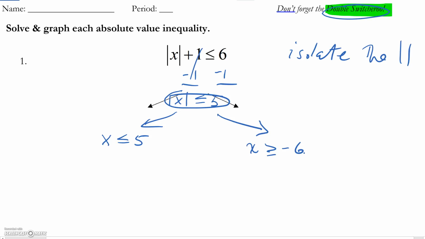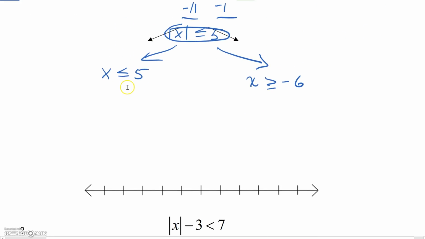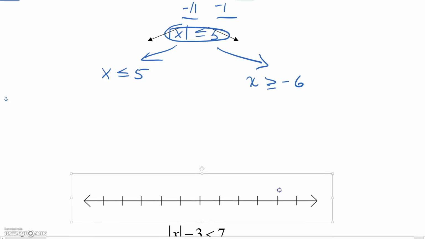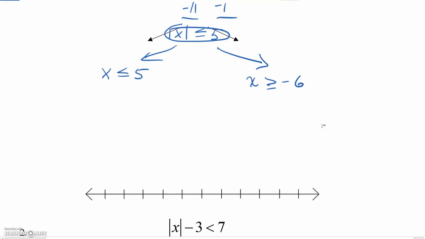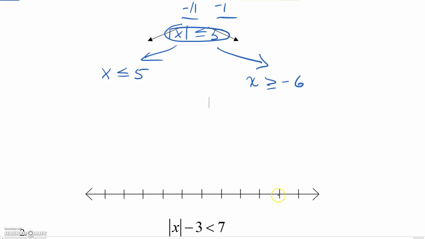This is either an and or an or inequality. So let's see, x less than or equal to 5. I'm going to put 5 right over here. We need a pen. Let me get the pen. We're going to put a 5 right there. And we've got to be less than that. So that's going to be going this way.